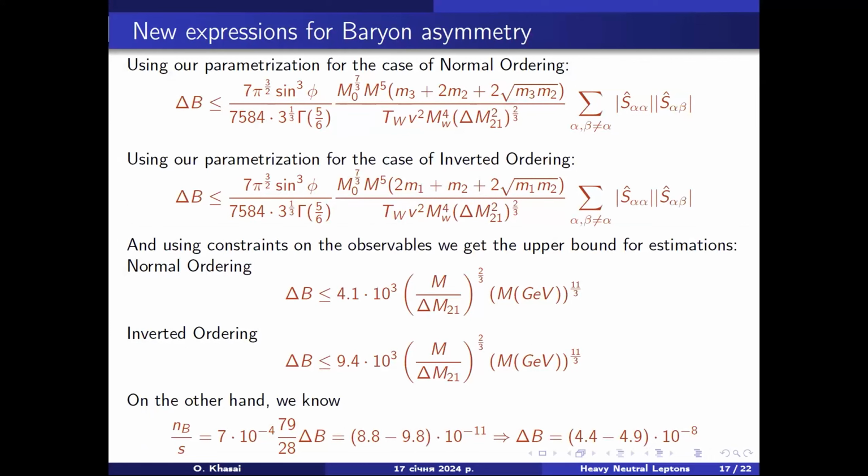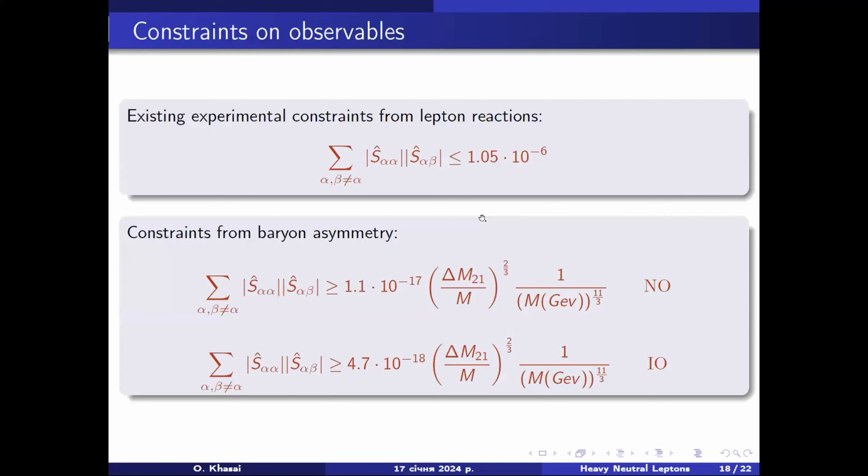Okay, and after the transformations, we obtained the new expressions for the baryon asymmetry in terms of our observables, as presented on the slide. From known experimental values for baryon asymmetry, it's easy to get constraints from below on our observables, and comparing it to the experimental constraints from above, presented here, we can see a huge disparity.